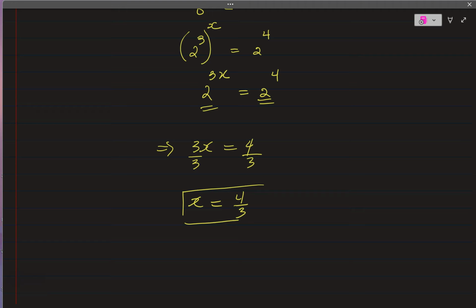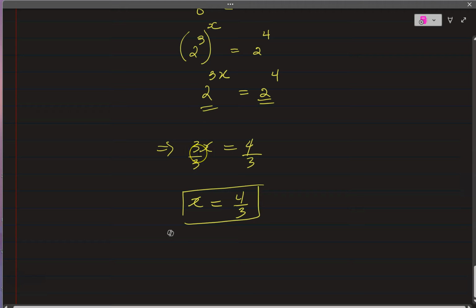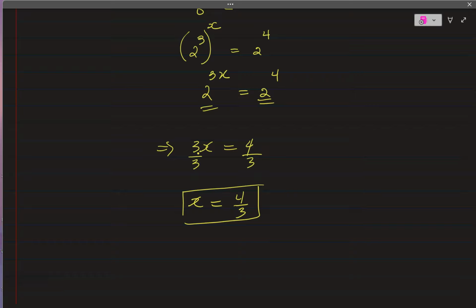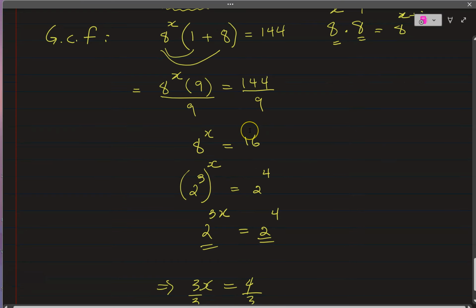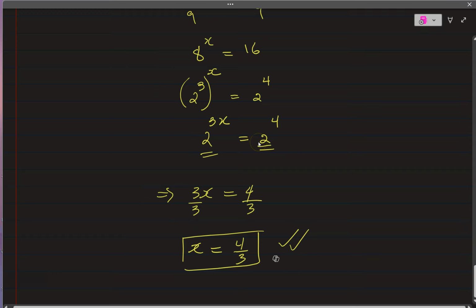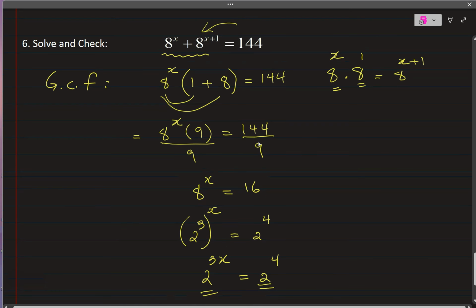Now, why are you dividing by 3? Because you want to solve for x. You don't want any number in front of it. You have to isolate x on its own. And now you got x equals 4/3. That is the solution to this equation. And I did not use any fancy higher level math in Algebra 2, which is logarithms. I did not use that, but that is the pure use of exponent laws to solve this equation.